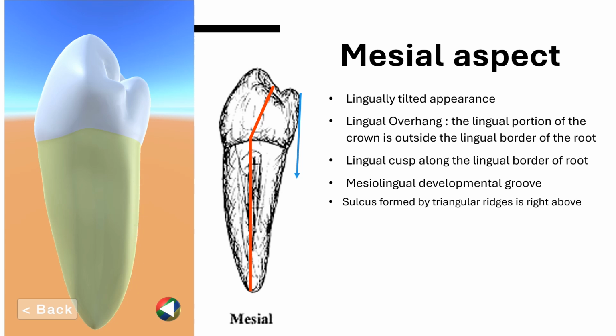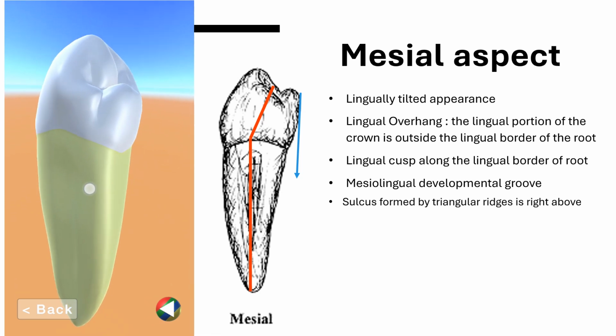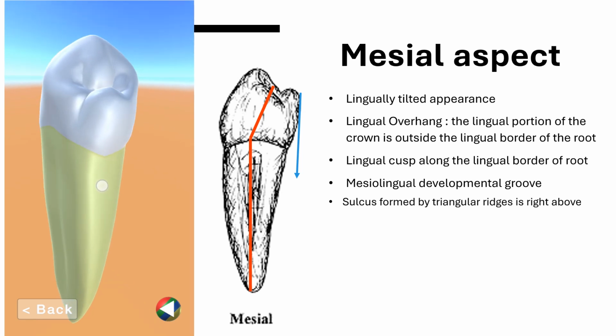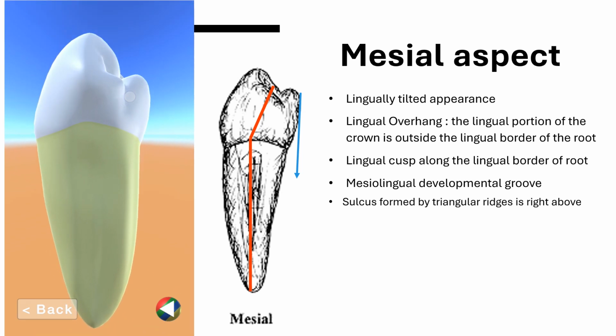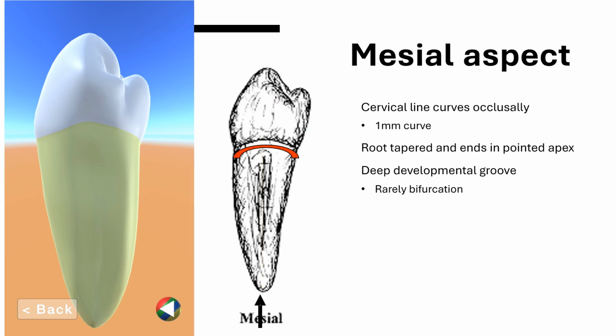The mesiolingual developmental groove can again be appreciated from this aspect, because it is in the mesial and the lingual surface. You can make out that the mesiolingual groove is present in this particular location. The cervical line in this portion is curving more occlusally, unlike the labial and the lingual portions, which is similar to the other teeth that you see in the anterior portion.